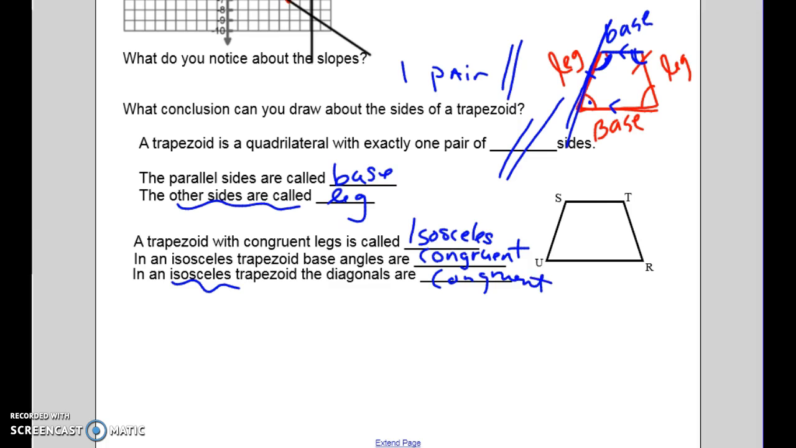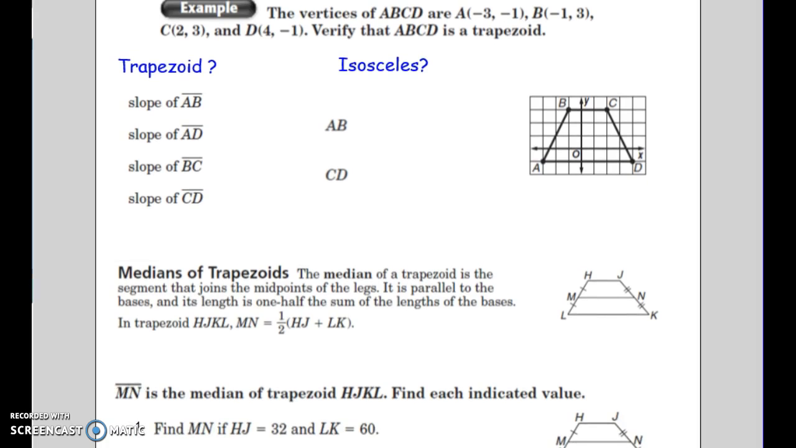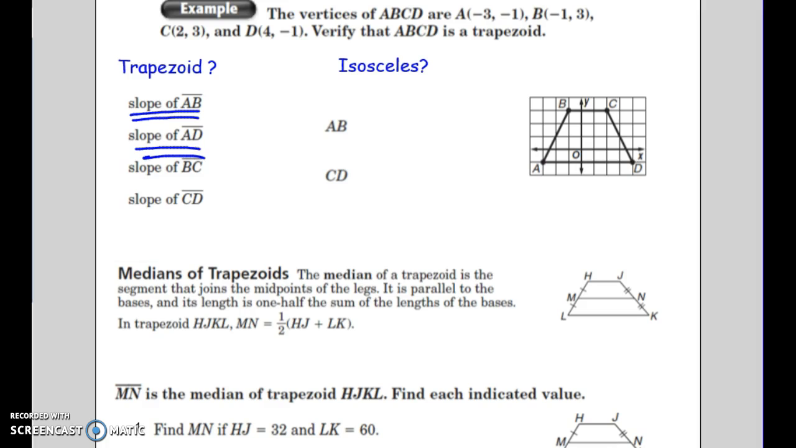Okay? Flip it over to the back. And I'm going to give you a second. I want you to find the slopes. And then I want you to find the lengths right here. B, that's 4 over 2, which is 2 over 1. The slope of AD, 0. Slope of BC, slope of CD, negative 4 over 2, which is negative 2 over 1.